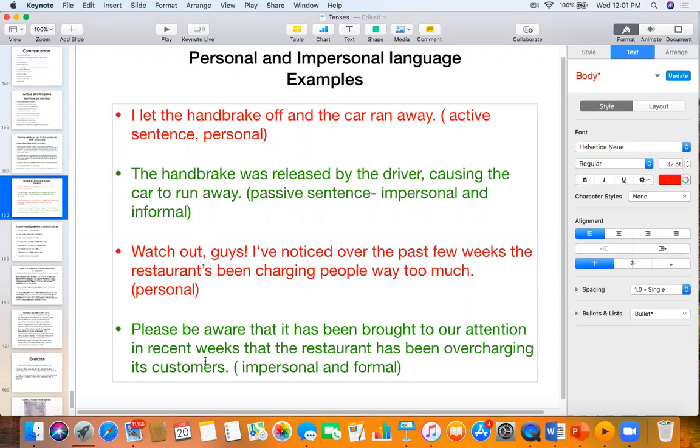Please be aware that it has been brought to our attention in recent weeks that the restaurant has been overcharging its customers. Do you see a difference?